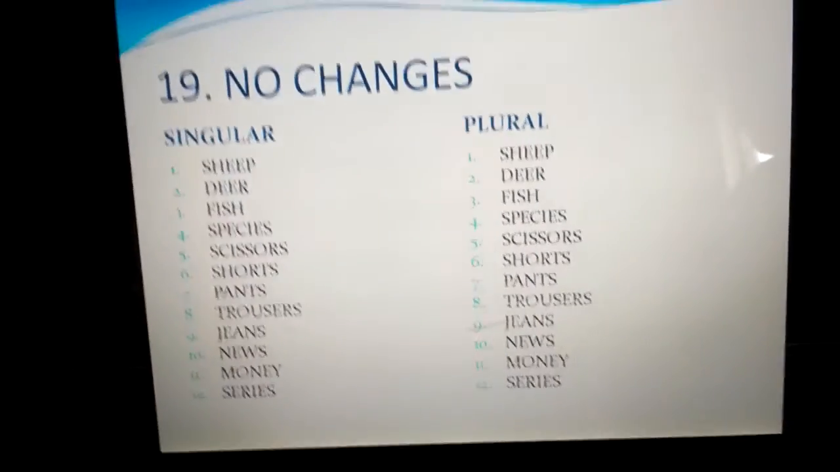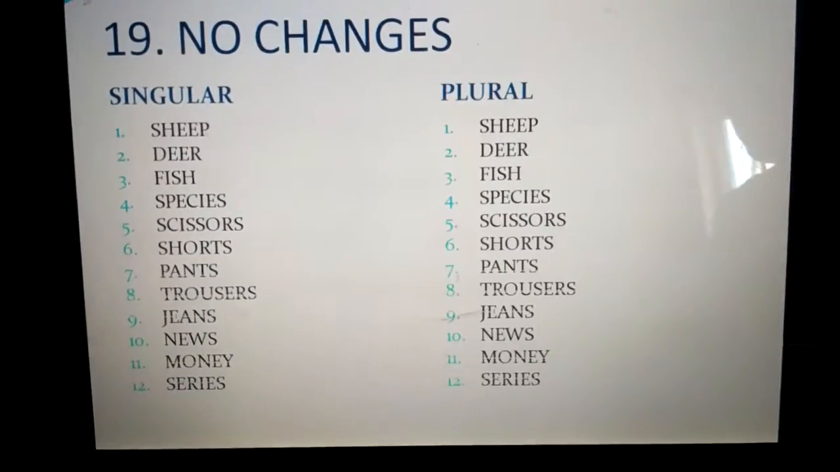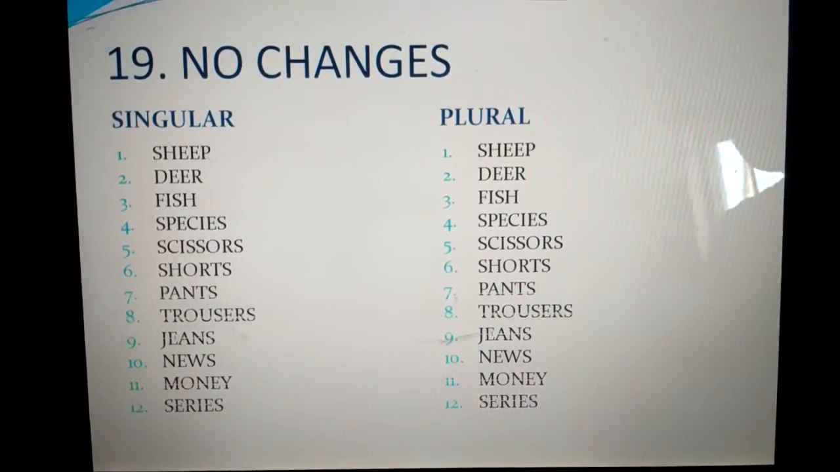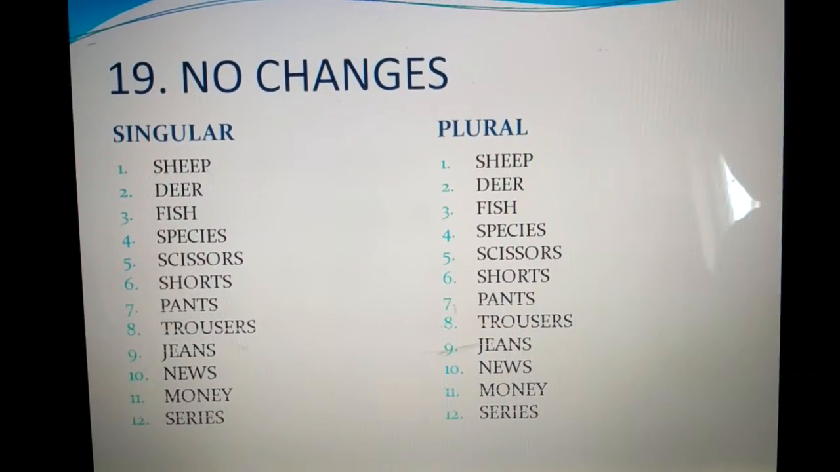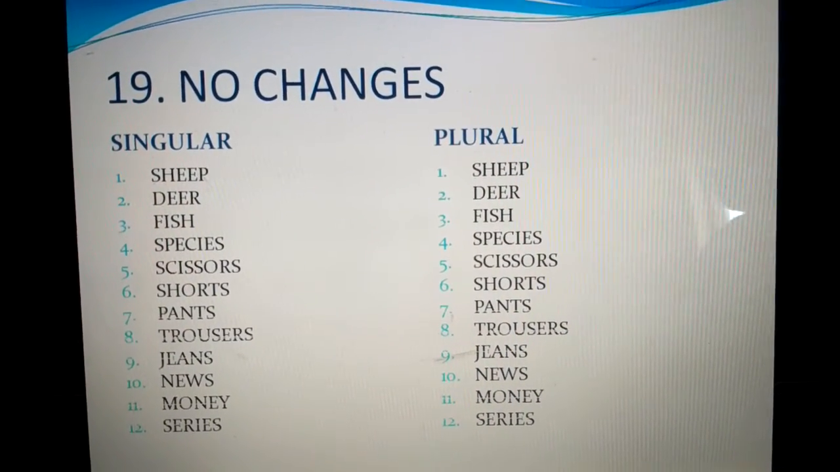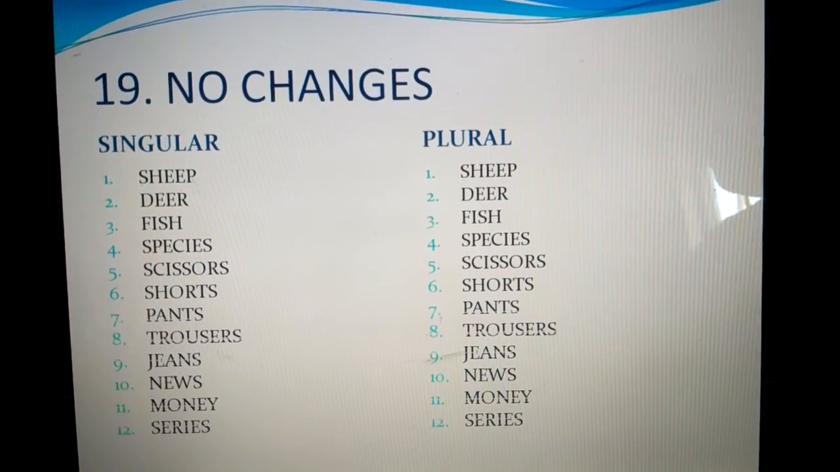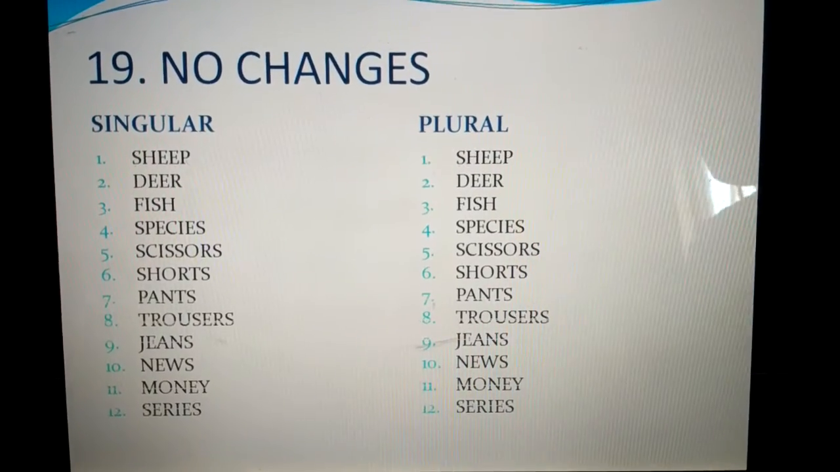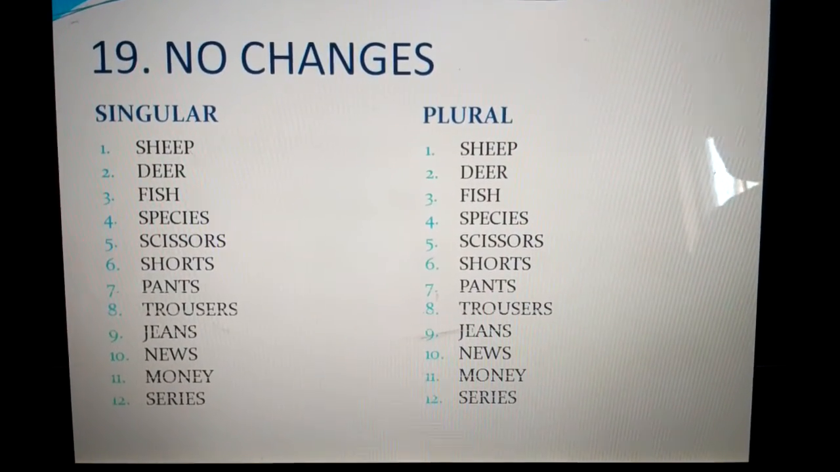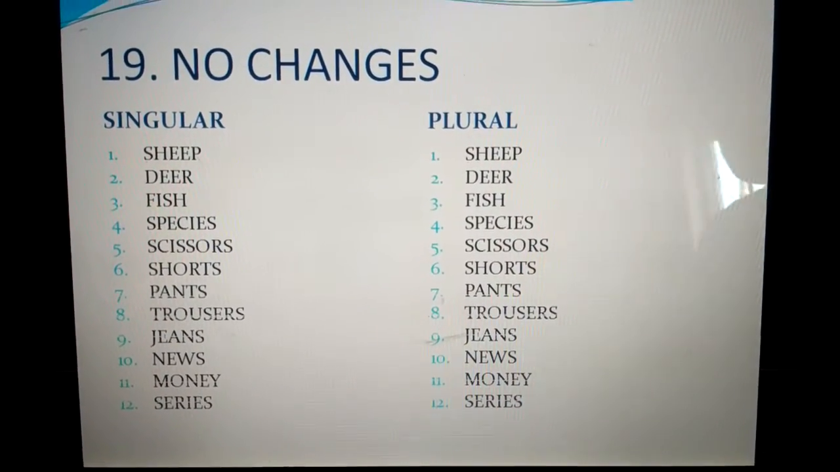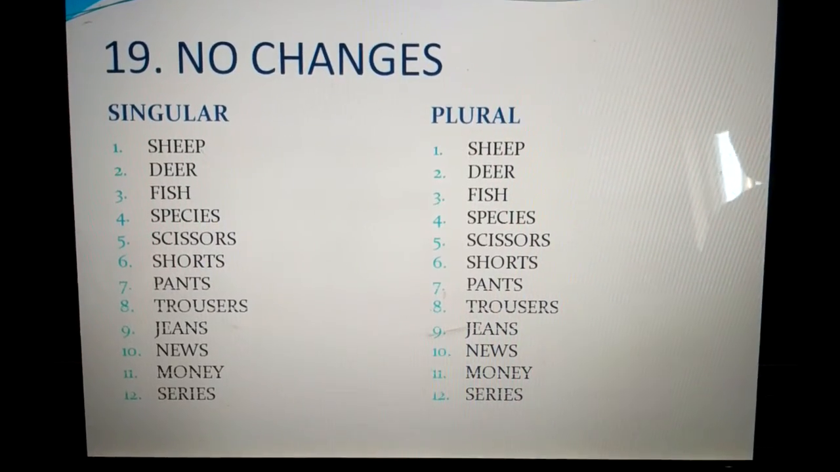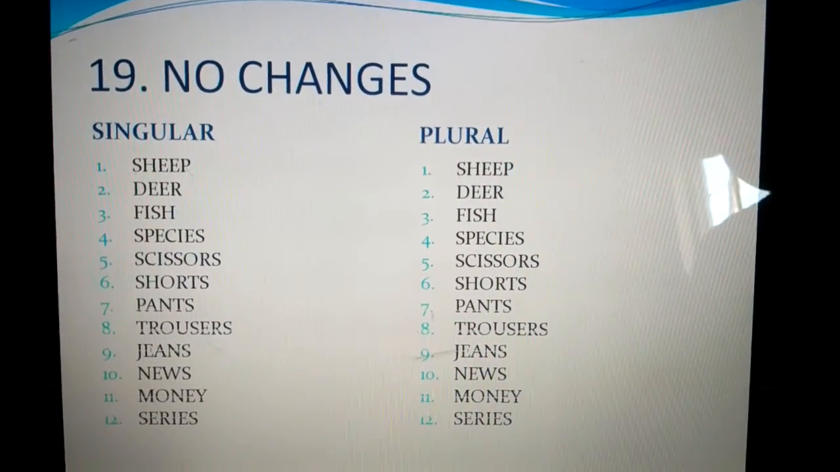Then some words that cannot be changed. Always it will be the same. Sheep, sheep, no changes. Deer, deer. Fish, fish. Species, species. Scissors, scissors, no changes. Shorts, shorts. Pants, pants. Trousers, trousers. Jeans, jeans. News, news. Money, money. Series, series. So there we can't change anything.